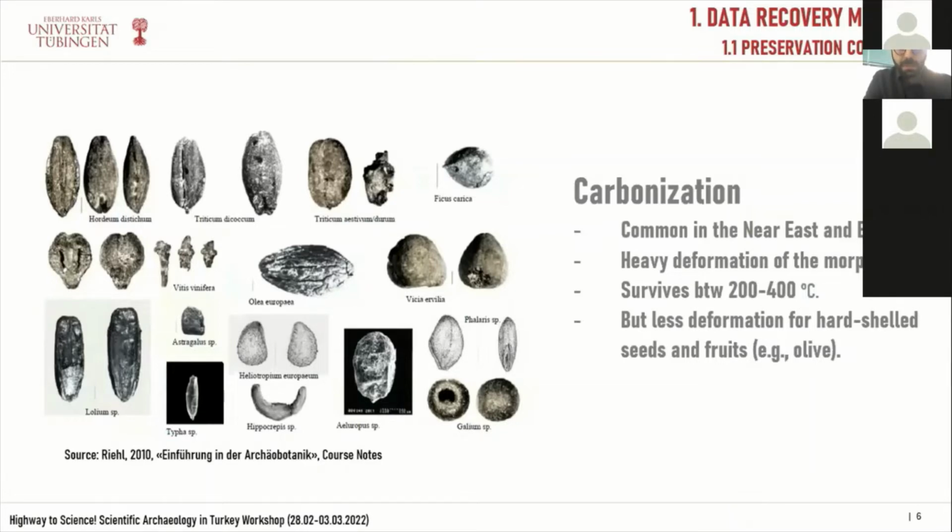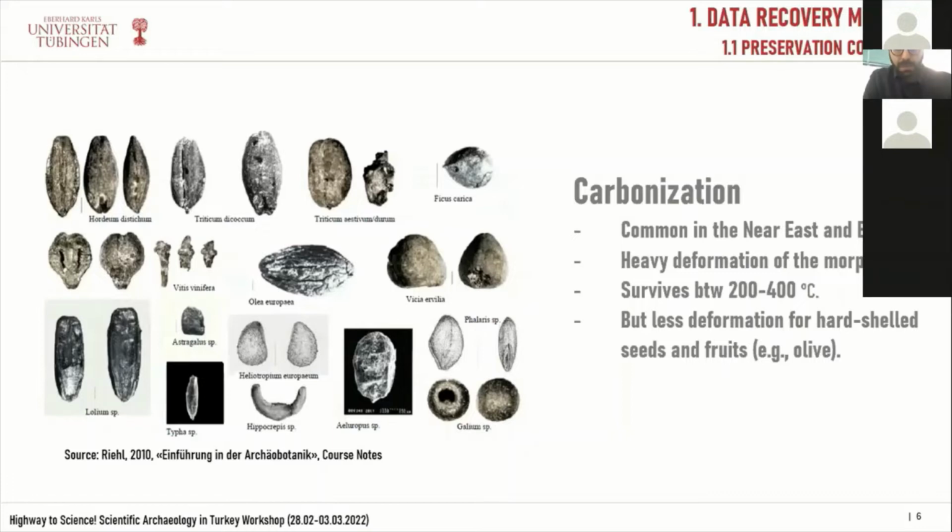Carbonization is a chemical process that leaves the initial shape of the seed or fruits a little bit deformed, or deformed in a certain aspect. But as you can see in the pictures on the left side, there are different types of seed remains and fruit remains. Their overall shape is preserved by carbonization.